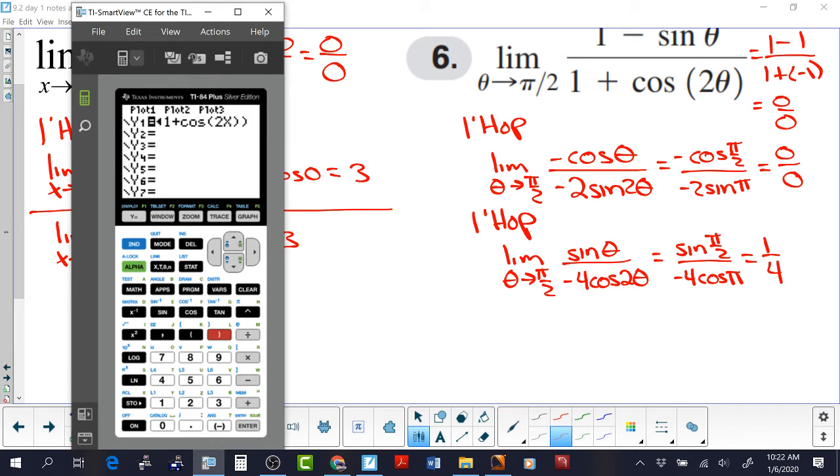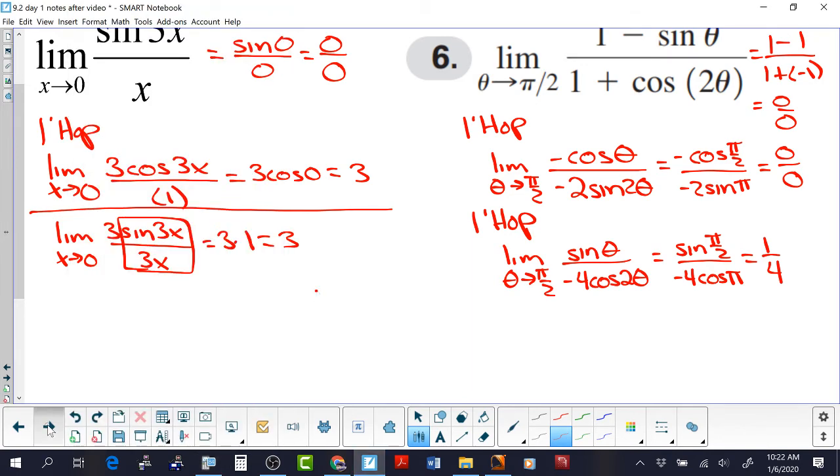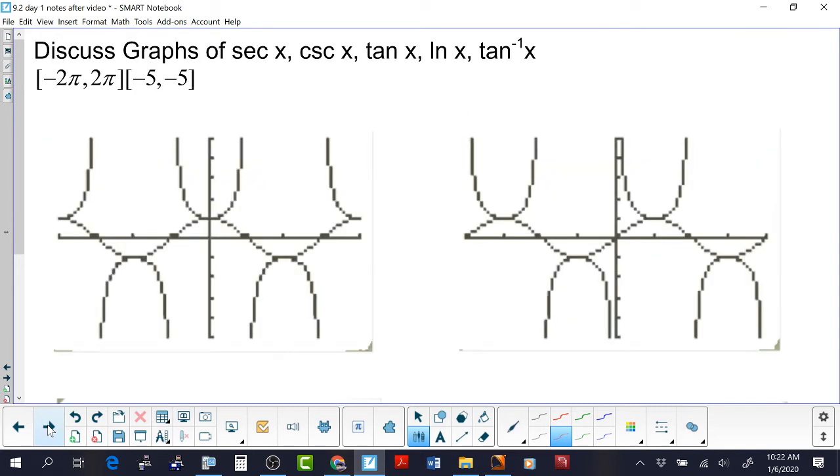The graph should be good because it's leveling off to 1/4, so it should eventually, there you go. Are you convinced it's leveling off to 1/4, a little bit anyway? Seems to be as you go left to right, going to 2 pi over 2. Discuss graphs of these functions.